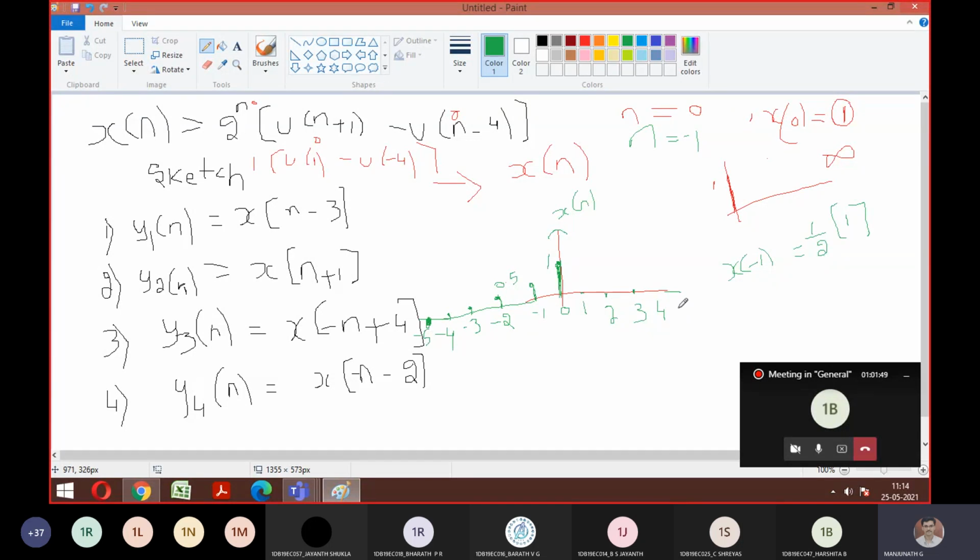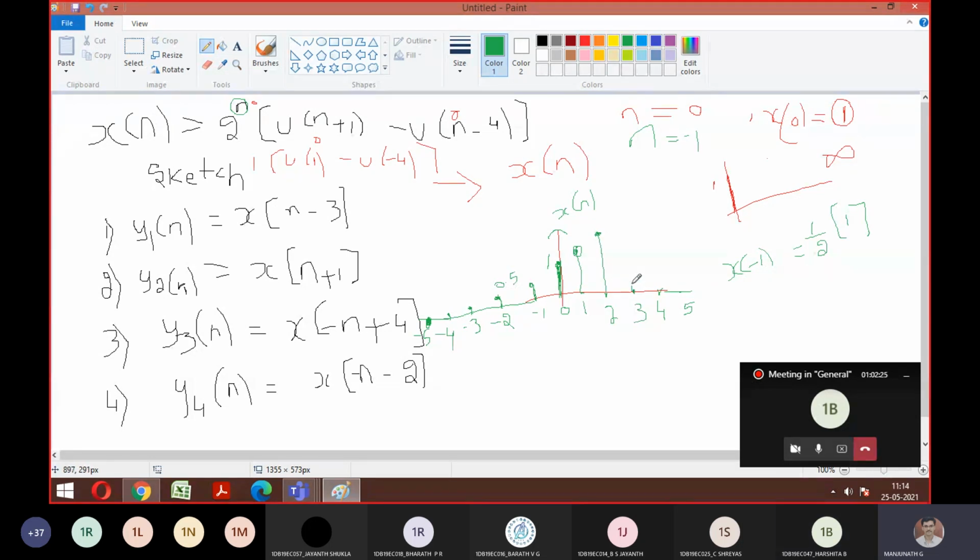So what is the answer for 1? If you substitute 1, it is 2 power 1, nothing but 2, and the remaining is 1. So the amplitude for 1 is 2. Good. Then for 2, is it 4? Good. For 2 it is 4. For 3, 8.